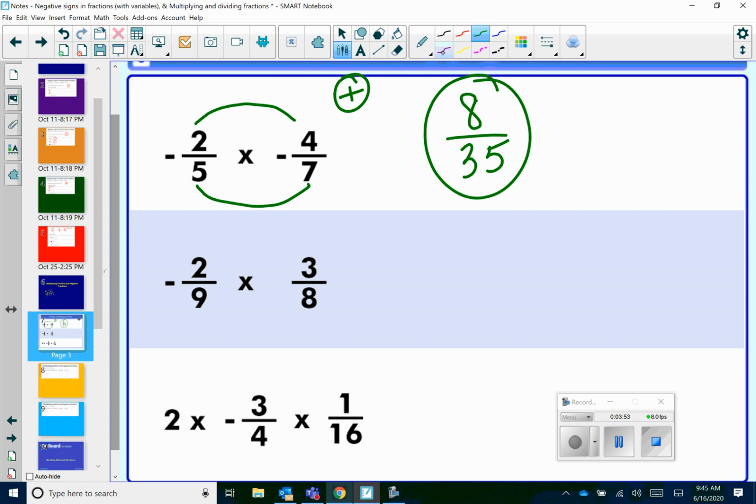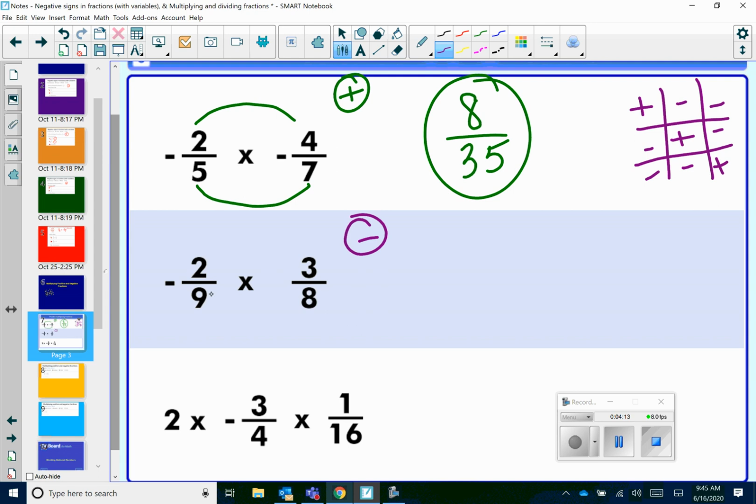Let's take a look at the next one. We have a negative times a positive. Let me put the tic-tac-toe up here in the corner so you have it there. So I've got a negative times a positive. So I'm going to go here, negative times a positive, which means my answer should be a negative.